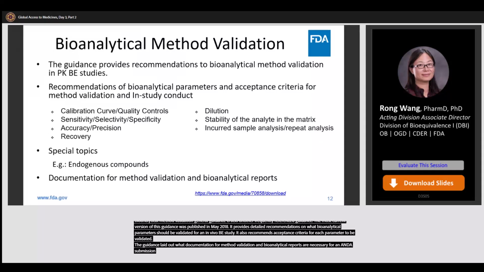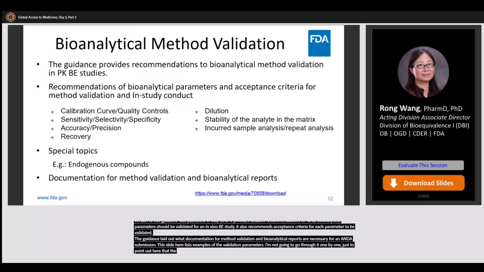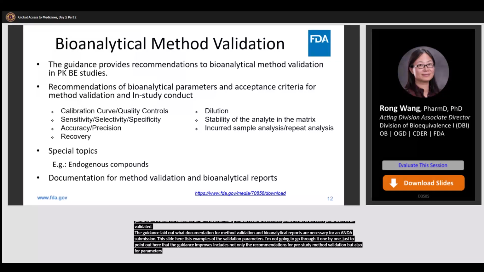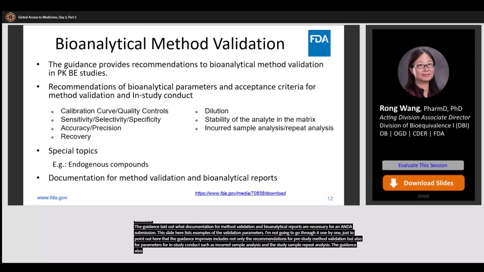This slide lists examples of the validation parameters. I'm not going to go through it one by one, just to point out that the guidance includes not only the recommendations for pre-study method validation, but also for parameters for in-study conduct, such as incurred sample reanalysis and the study sample repeat analysis. The guidance also touched upon some special considerations, for example, analysis of endogenous compounds.